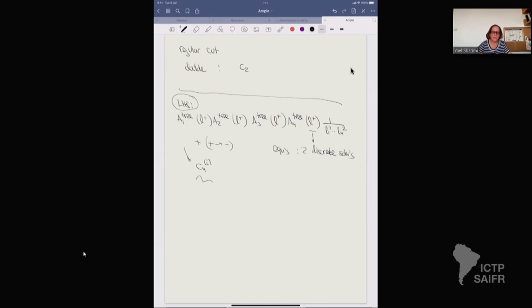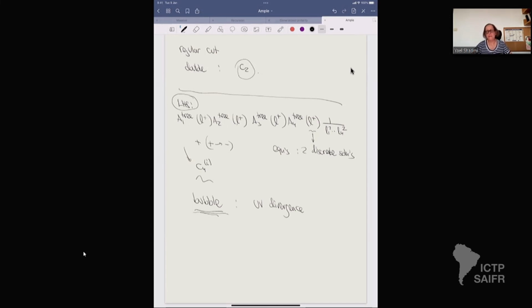And one reason why these C2s are very useful is, remember, the C2s are the coefficients of the bubble integrals, and the bubble integrals are the only ones that are UV divergent. So the UV divergence resides in the bubble integrals. So if we're interested in the running of certain quantities or the running of certain couplings, this is the part that we really care about.